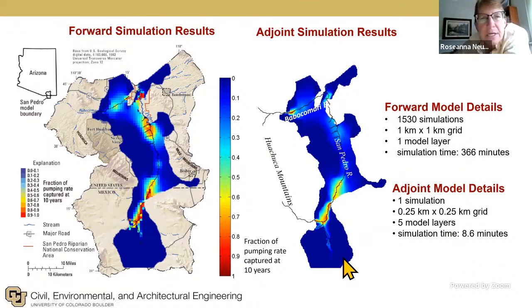You'll notice here in this part of the river, it matches pretty well between the forward and the adjoint simulations. Up in the northern part, the match is not as good, but that's because of the accuracy of the forward model. We had to do it on a coarser grid, and it becomes less accurate the more coarse the grids are. So we got a much more accurate model with the adjoint simulations in a lot less time.